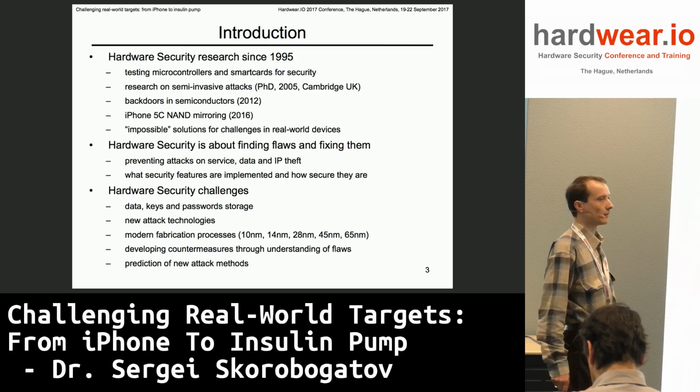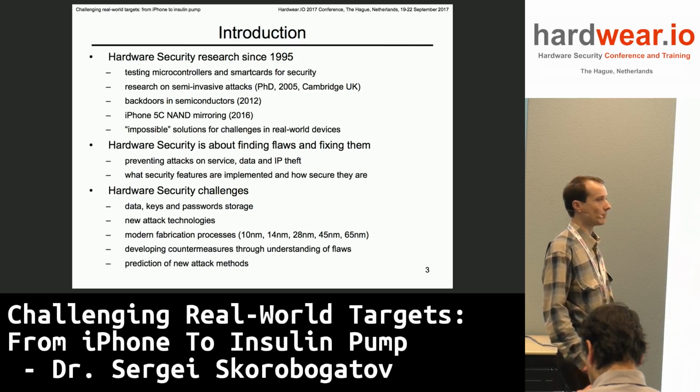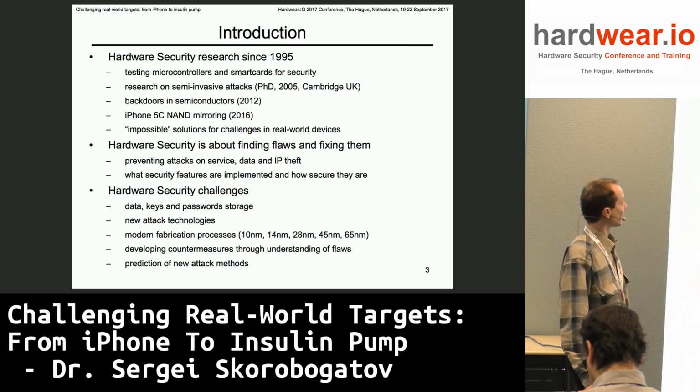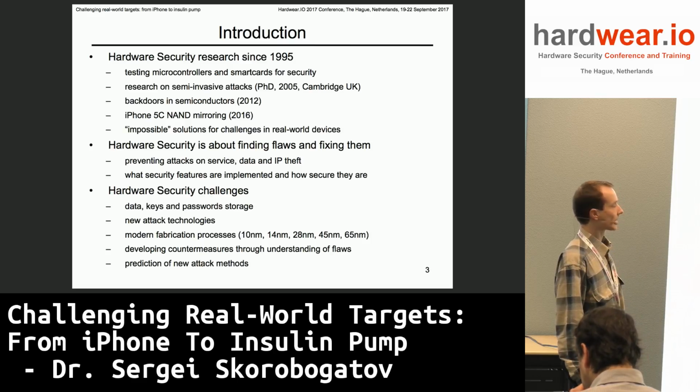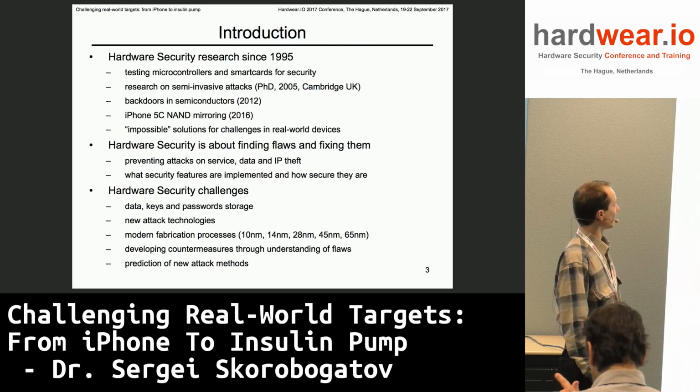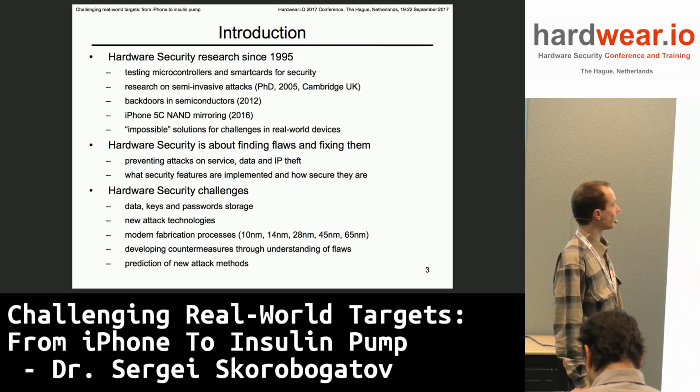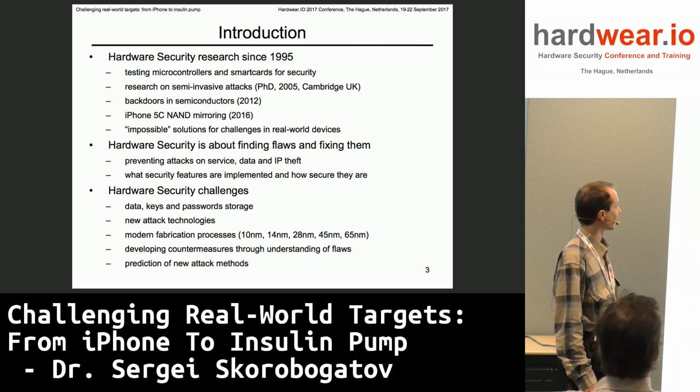And then other noted achievements were finding backdoors in FPGAs, and one of the most attractive research was on iPhone 5C. And also I'll look at impossible solutions for hard problems in hardware security. So hardware security is about finding and fixing flaws. So you're aiming at finding vulnerabilities and preventing attacks.